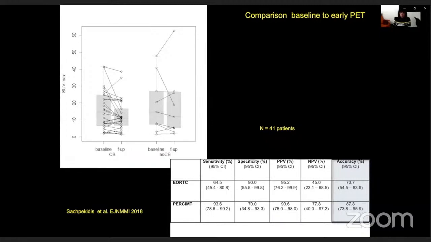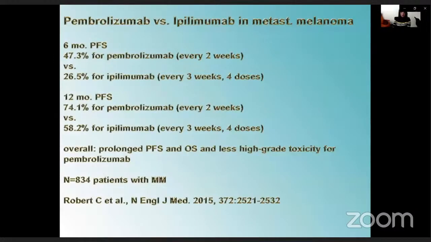The next step was to look if these PERSIMT criteria also work for the evaluation of the early follow-up. It means after 2 cycles of ipilimumab. Therefore, we compared the baseline study prior to onset of ipilimumab with the early follow-up after the 2 cycles. And we used both the EORTC and PERSIMT criteria, and we found that the accuracy using the PERSIMT criteria was 87.8% as compared to 70.7% using the EORTC. So PERSIMT criteria performed better also for the evaluation of the early follow-up study.